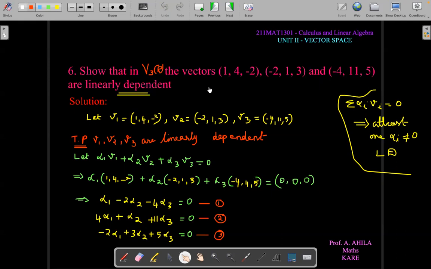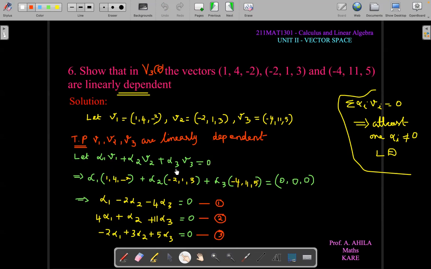Now we consider the given vectors as v1, v2, v3. So v1 is (1, 4, -2), v2 is (-2, 1, 3), and v3 is (-4, 11, 5). Now we need to prove v1, v2, v3 are linearly dependent. So we assume the linear combination of v1, v2, v3 as 0. That is, alpha 1 v1 plus alpha 2 v2 plus alpha 3 v3 equals 0.